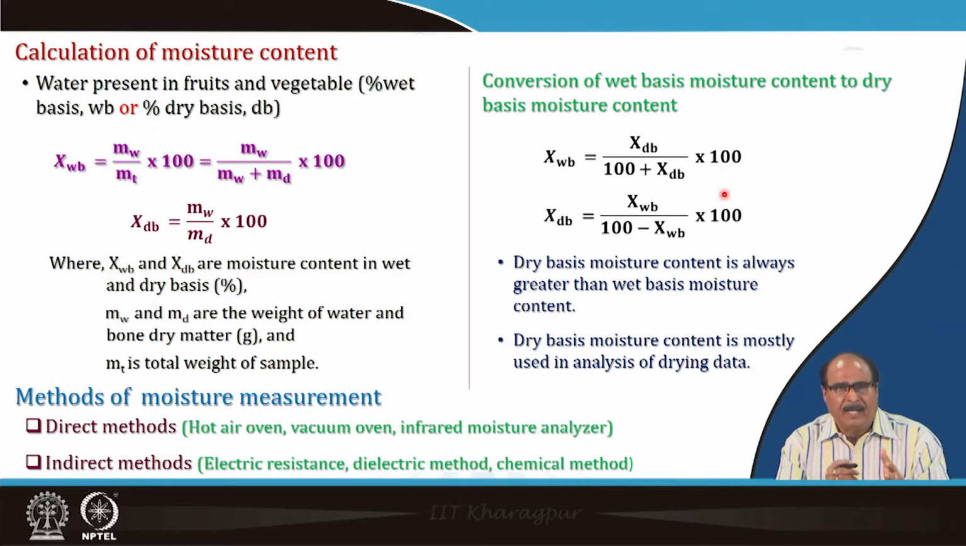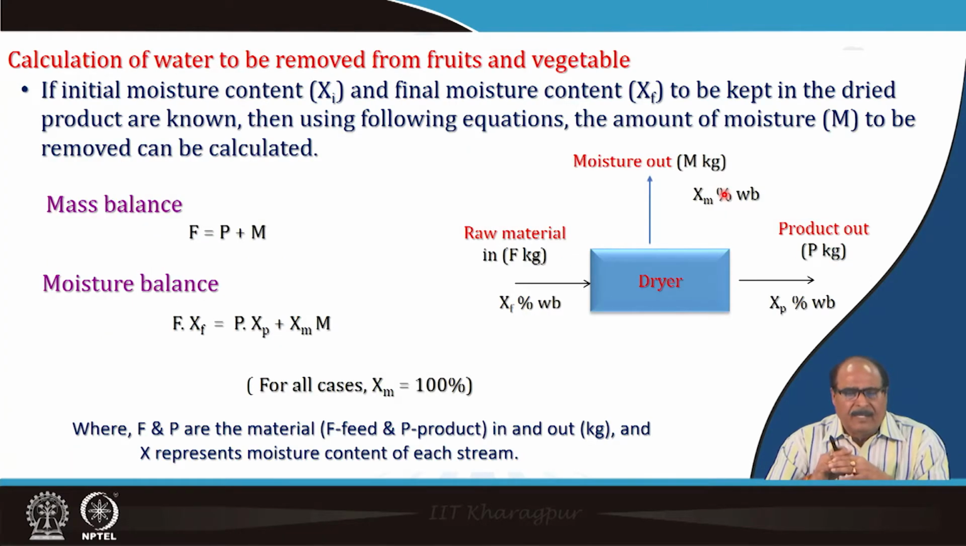Moisture content can be evaluated in food by various methods, like direct methods such as the hot air oven method, vacuum oven, infrared moisture analyzer, or indirect methods like the electric resistance method, dielectric method, and various chemical methods which can be used to determine moisture content.